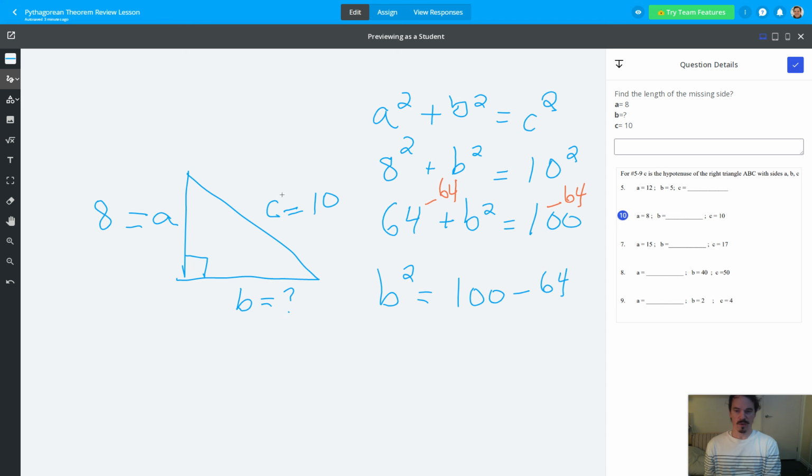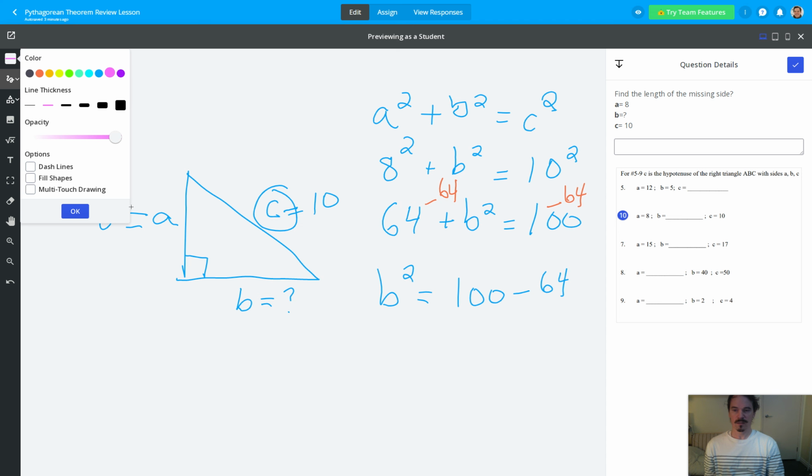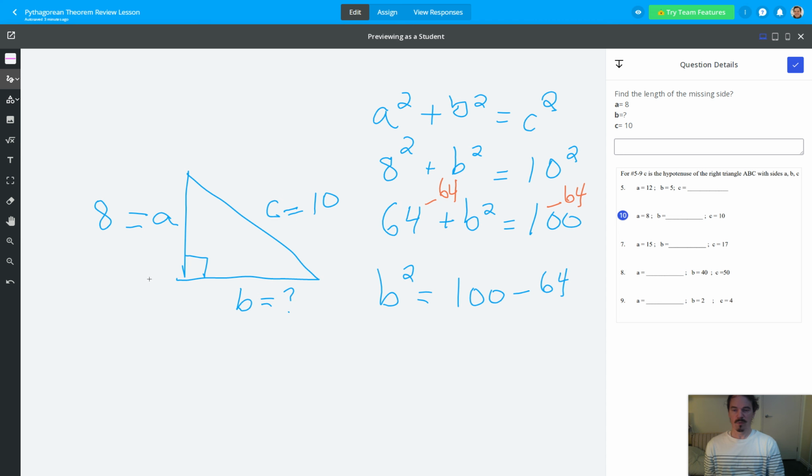Here's the trick. When you know C, when you know C, you always subtract. Okay, you use the hypotenuse and you subtract. If you don't know C and you're using these, then you're going to add. Okay, so that's a little trick. If you do know the C, you're going to subtract one of these numbers. All right, so let's go ahead and do that.